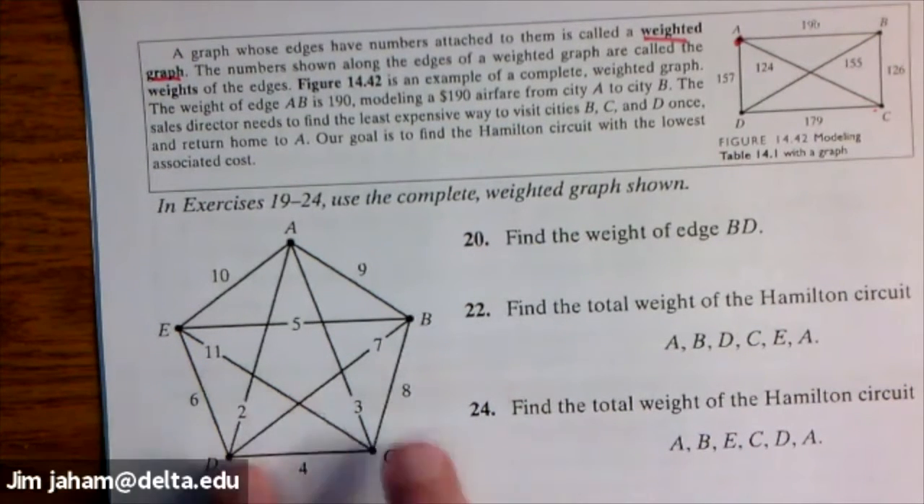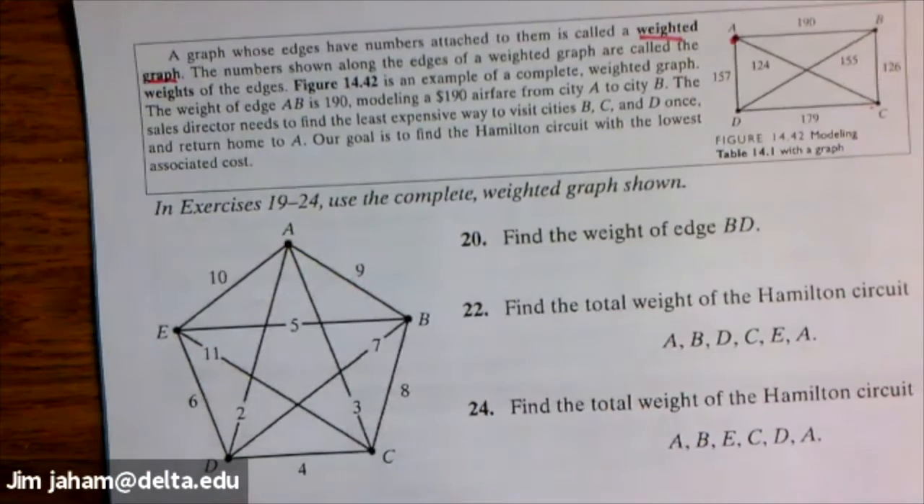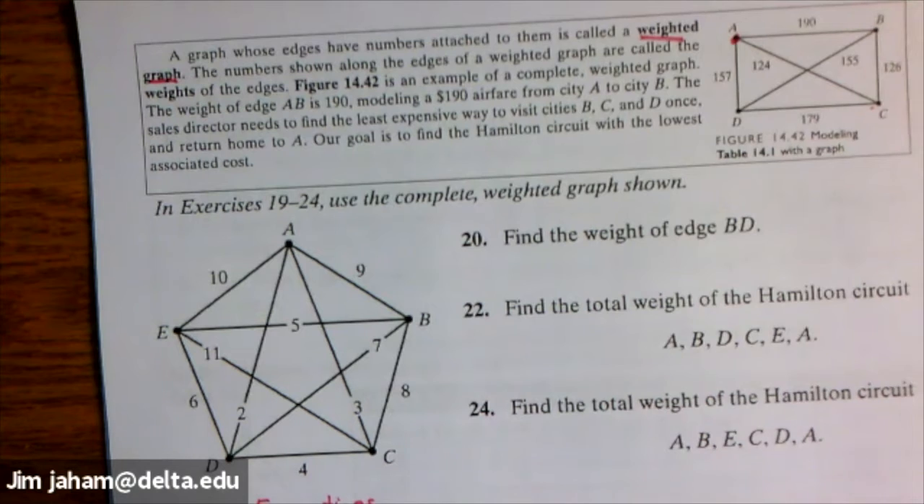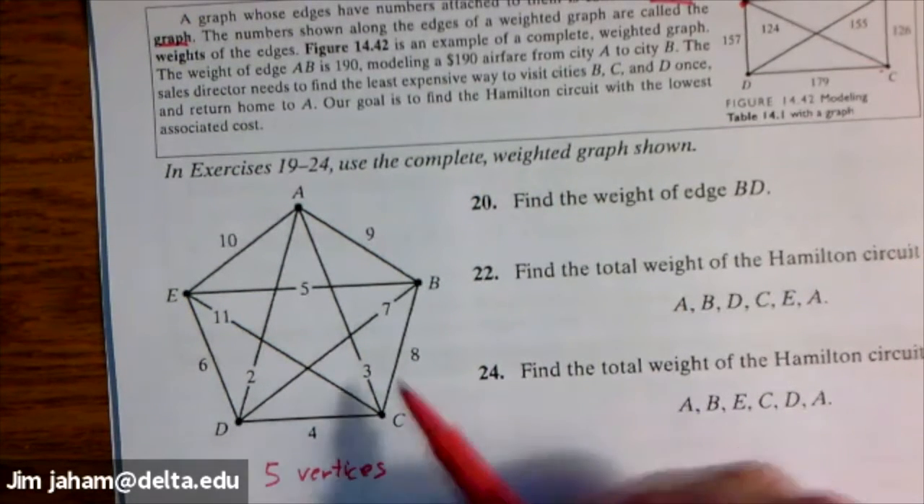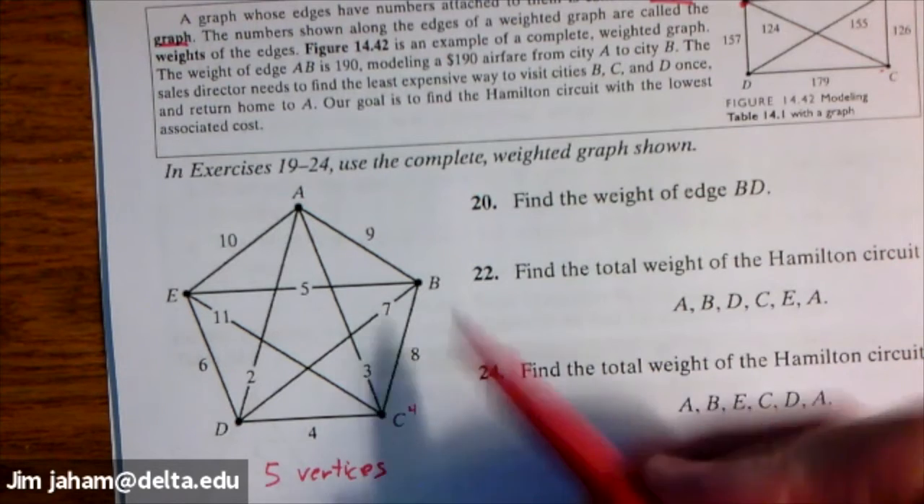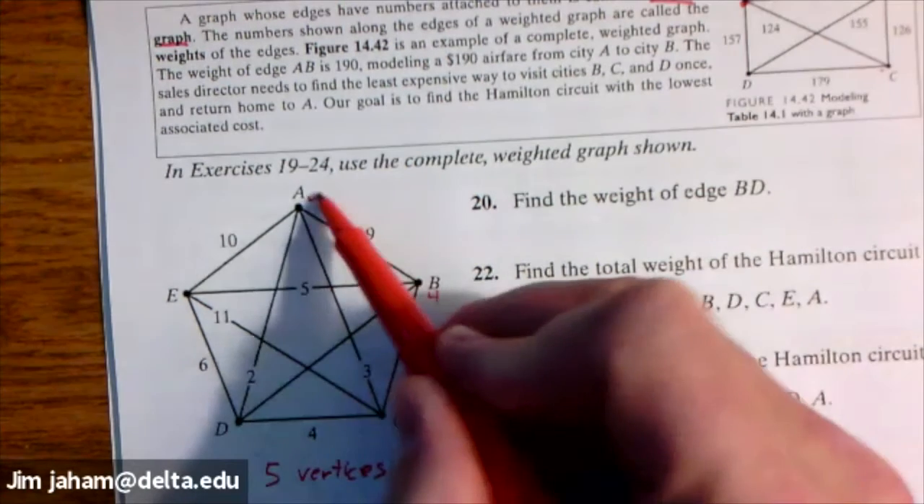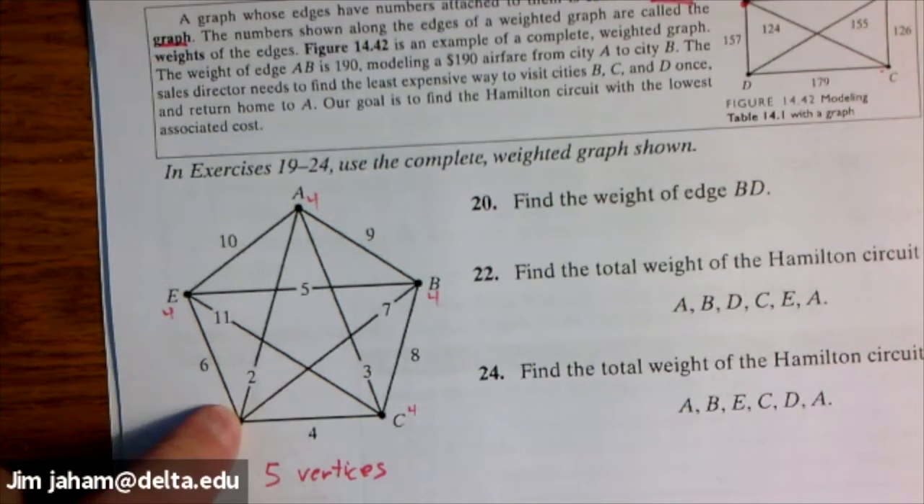All right, so this first graph is a complete graph. You can see 1, 2, 3, 4, 5 vertices. Five vertices. And so that means you have 4 edges. The degree is 4 at every vertex. And the reason it's 4, it's 1 less than the number of vertices, because you're not going to go from D back to D in a complete graph.